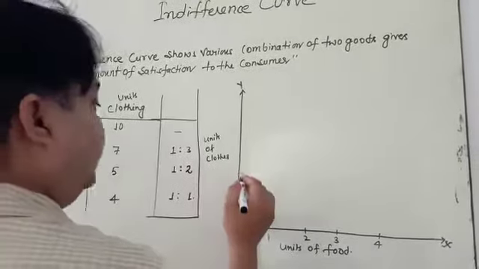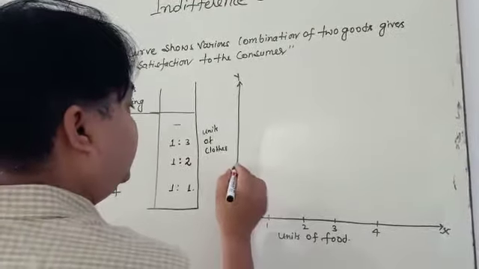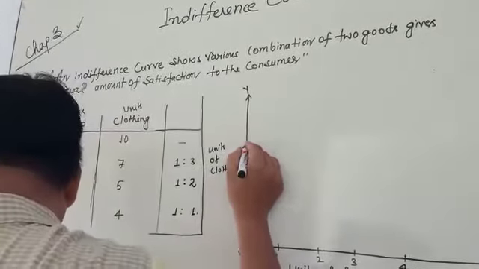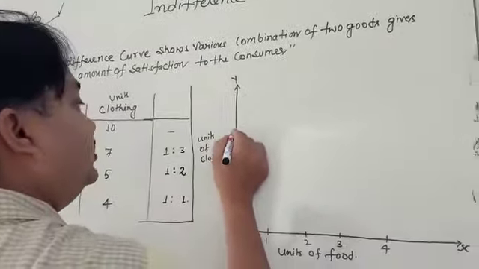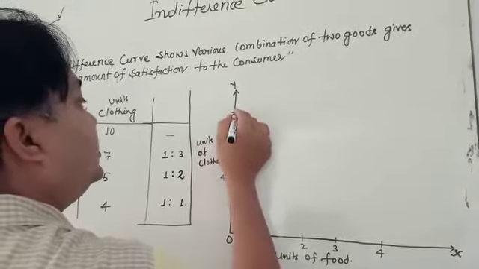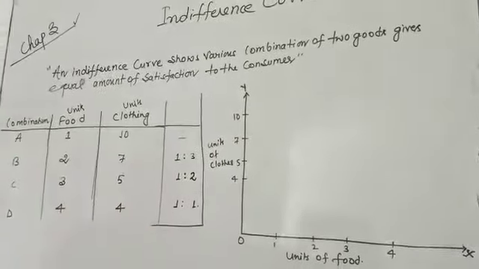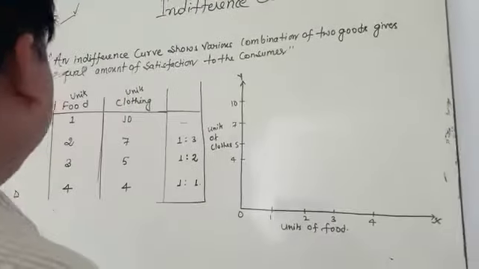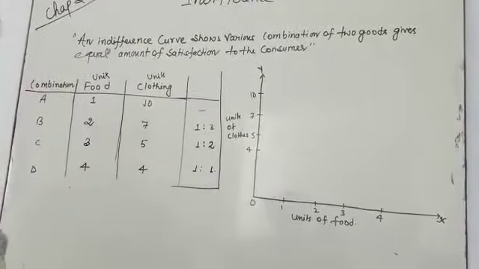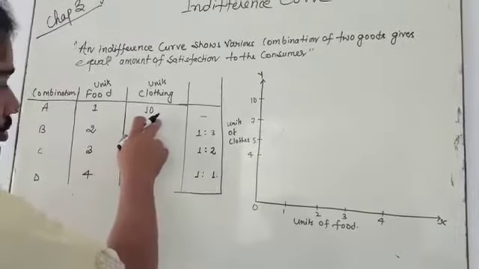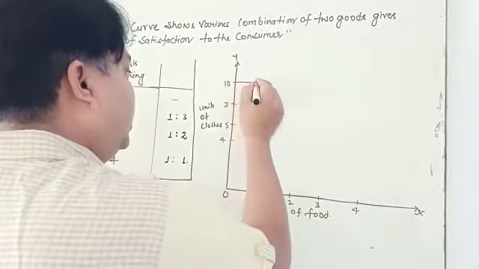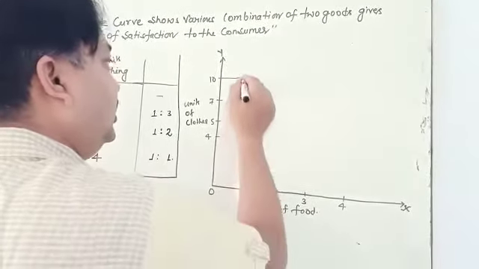The first one is 4, 5, 7, and the last one is 10. My dear students, you just draw the graph with the help of this table. 1 food, 10 clothes.